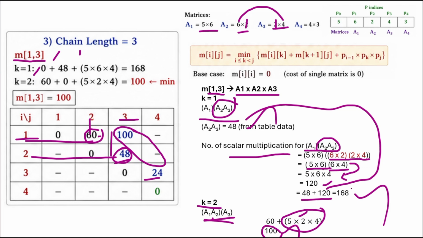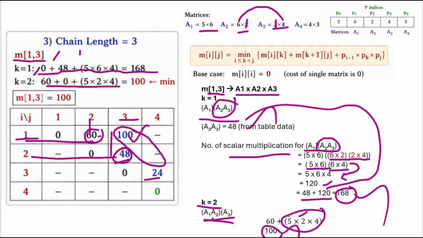So which one is minimum? Here 168, here 100. Which one is minimum? 100 is minimum, so we fill with this value. Clear? So here we are using the formula and calculating the values. Whichever one is minimum, you choose this value and fill it in the table, right?